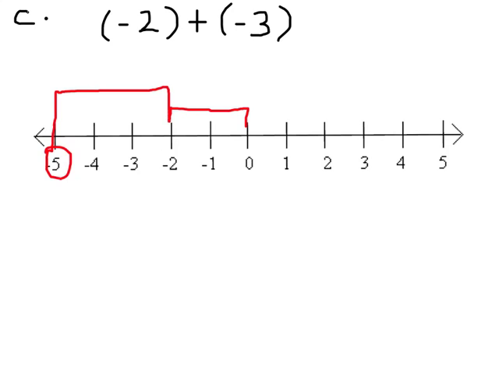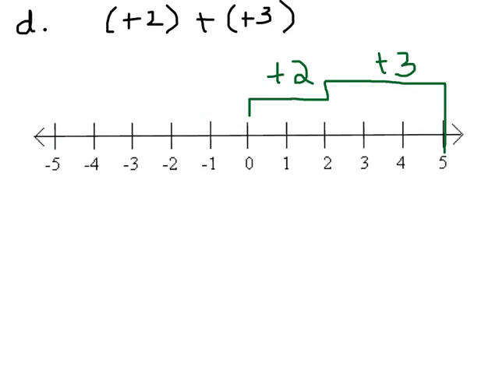Alright, in C we have like signs. We have 2 negative numbers that we're going to add together, so we're always going to be going left on the number line. So we started at 0, and we went 2 to the left, and then we went 3 more to the left. Where did we end up? We ended up at negative 5. Like signs, you're adding. 2 plus 3 is 5. Both signs are negative, so we're going to keep a negative sign.